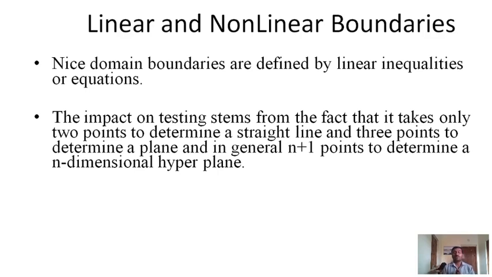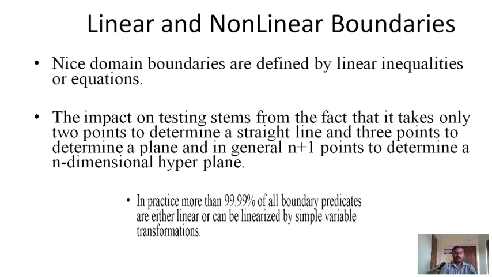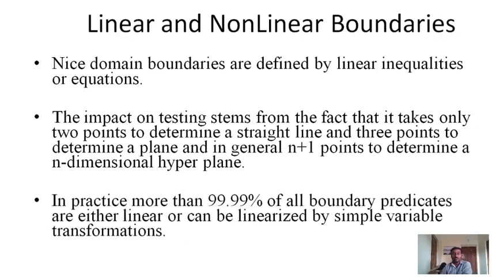So to determine the boundaries, if you take 2 points, it is a straight line; 3 points, a plane; and n plus 1 points, an n-dimensional hyperplane. In practice, more than 99.999% of all boundary predicates are either linear or can be linearized by simple variable transformations. In domain testing, the boundaries are mostly linear. If they are not linear, we convert them into linear by transforming some simple variables. This is the concept of linear and non-linear boundaries.